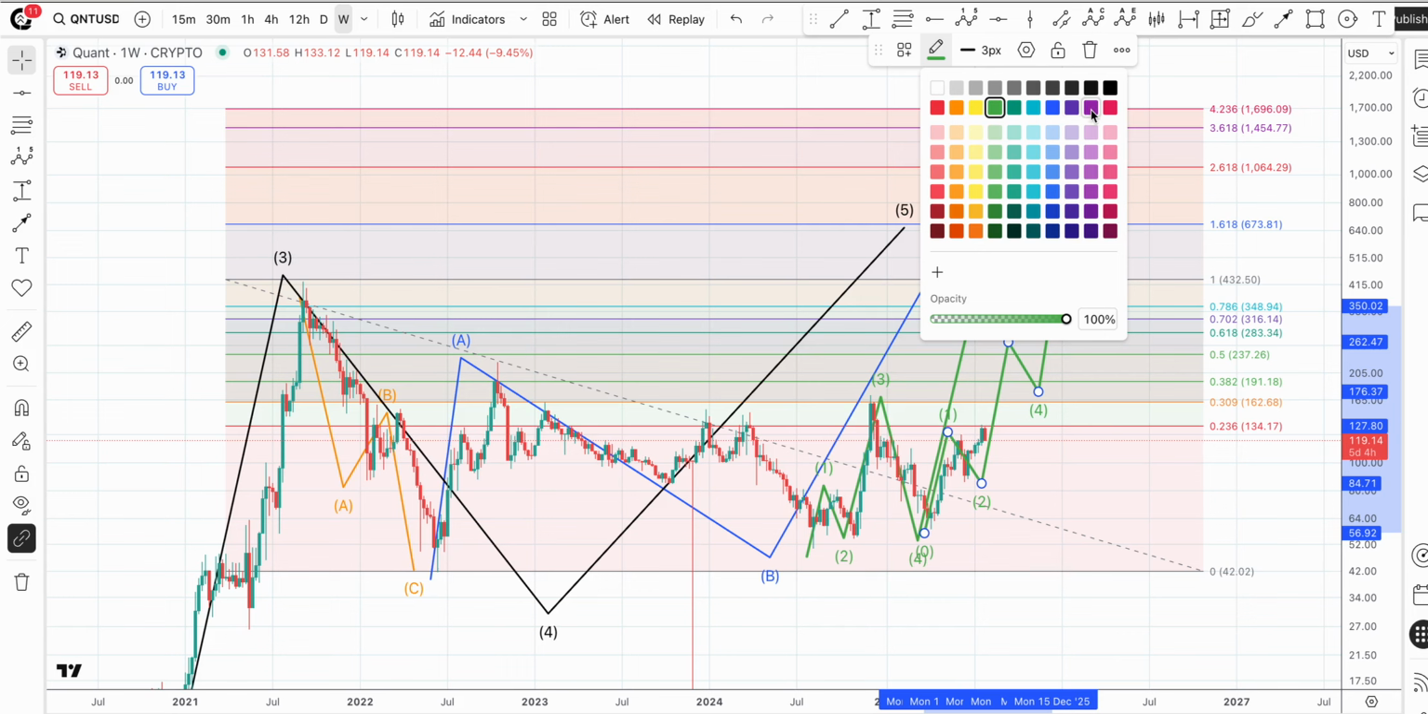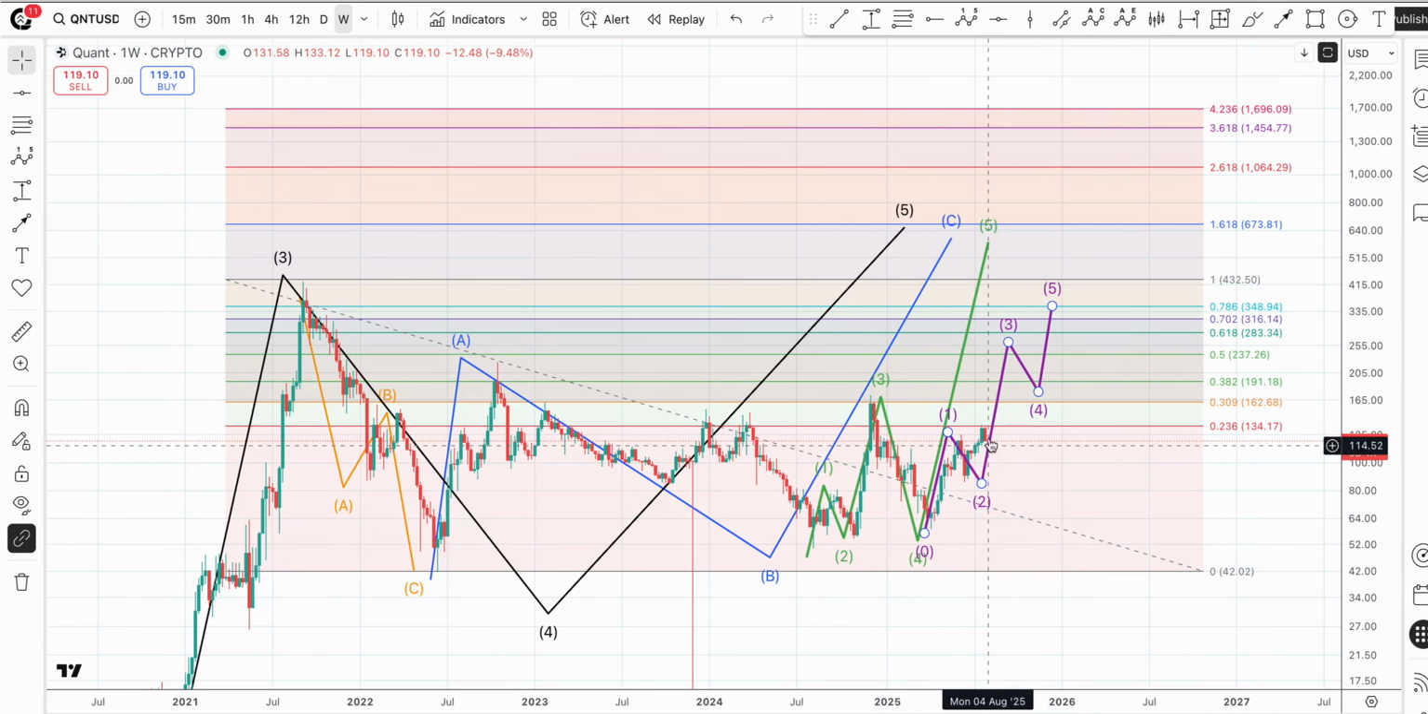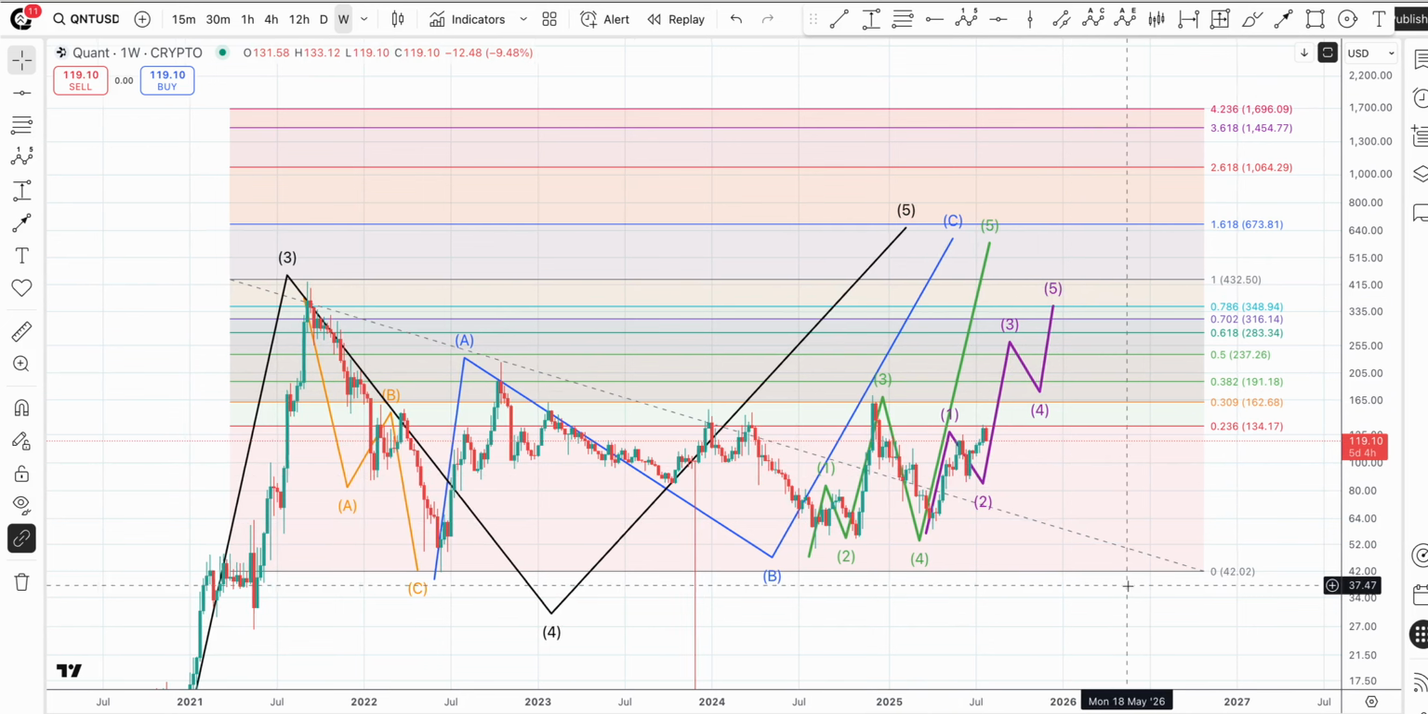So what color should I make that? Let's make that purple. So we're working on the purple 3, 4, 5. Let's talk about where that could go.